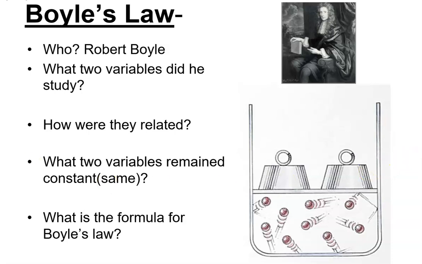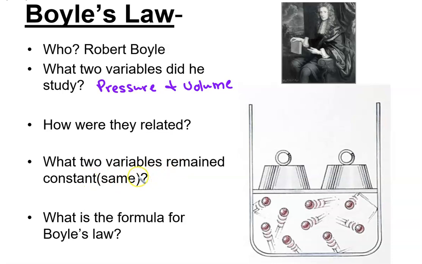So the first scientist we're going to look at is Robert Boyle. And so we talked about the combined gas law, which had pressure, volume, moles, and temperature. Each of these scientists studied just two of these variables, and they only made one change. So Robert Boyle studied the pressure, and he studied the volume. So pressure and volume are the two that he looks at.